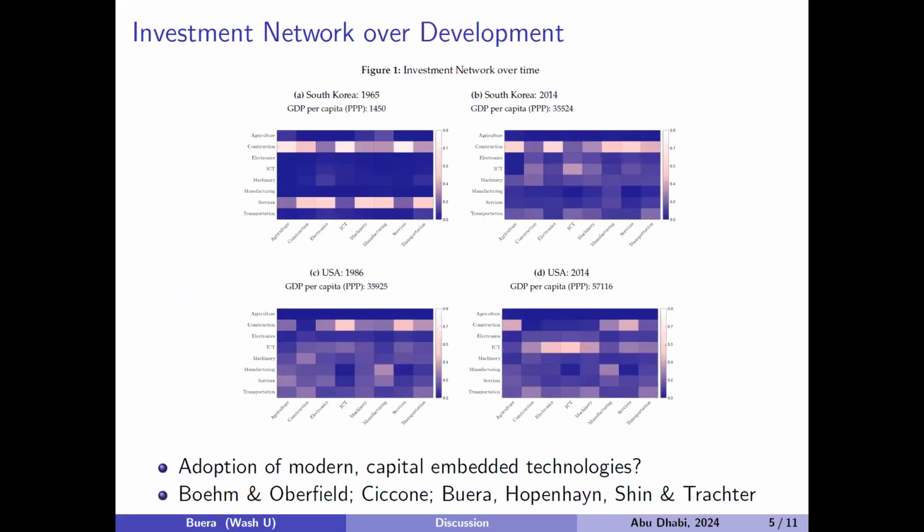But Greta showed this. The key fact of the paper, I take it, is that they document how this investment network is changing with development in a systematic and interesting way. My interpretation is that they show us evidence on how the adoption of modern, capital-embedded technologies is taking place over the development process. So that will be my key reading of the paper, what these new measurements tell us about.